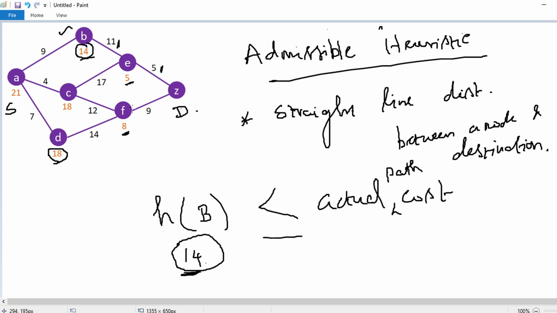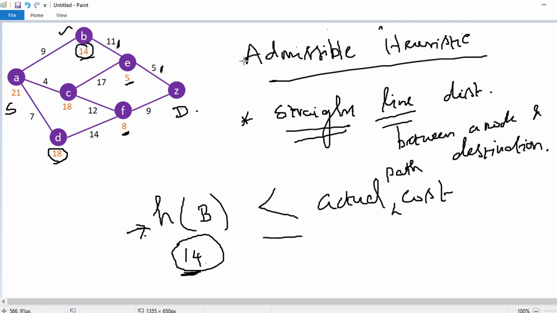If you take some other route also, I go from B to E to C, then C to F and Z. That's also more than that. So whatever the route you take, that should be greater than or equal to the heuristic cost. So that is proved here in our case. Why we say straight line distance between a node and a destination, or between two nodes, is the shortest distance between them? We have a proof for that. Pythagoras proof is all available.